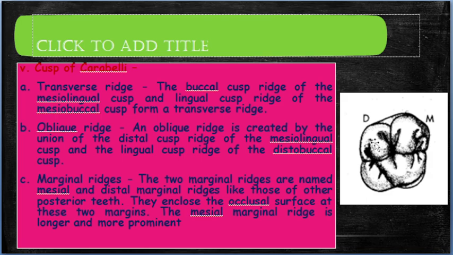The cusp of Carabelli, as we have already said, is a non-functional small cusp which is present near the mesiolingual cusp, mostly over the lingual side. Now, the size, length and breadth of this cusp vary depending on different individuals.